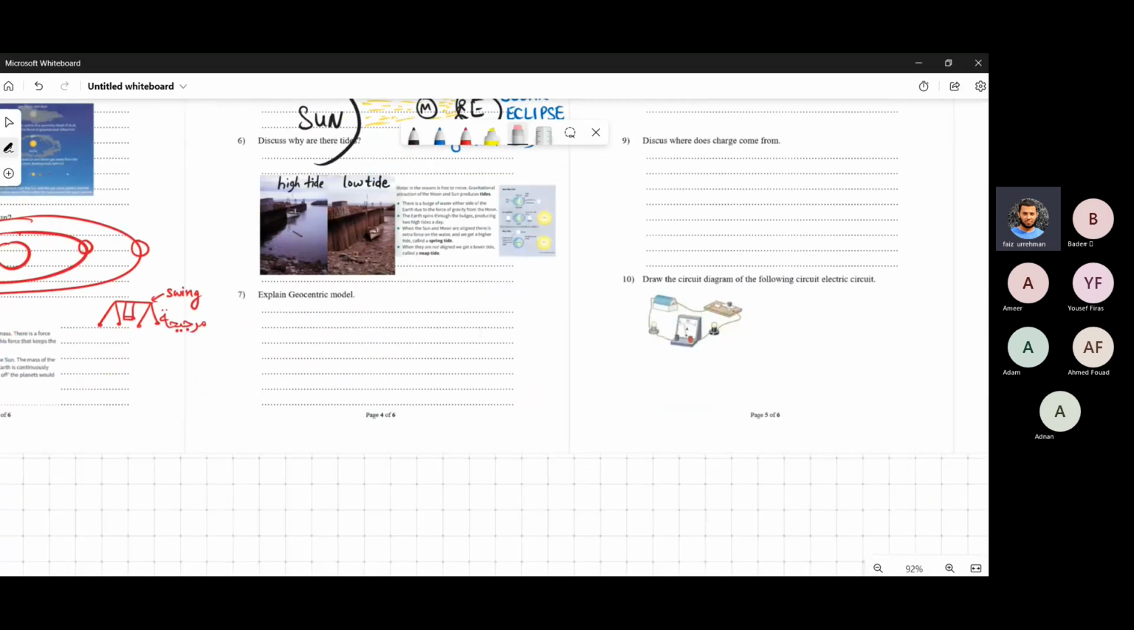Now I will show you one example in India, which is very famous for tides. Tides in Arabic are called Mad wa Jazr. You are giving so much information, I can't process.